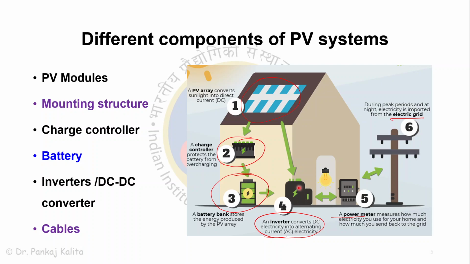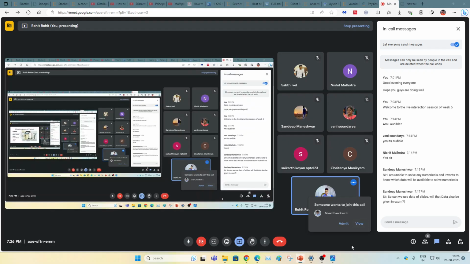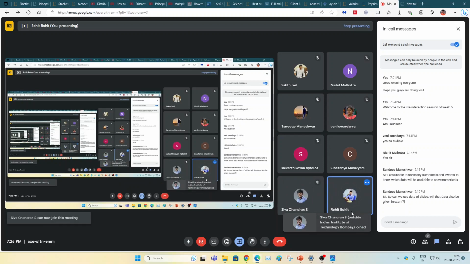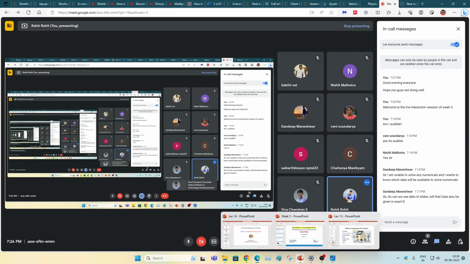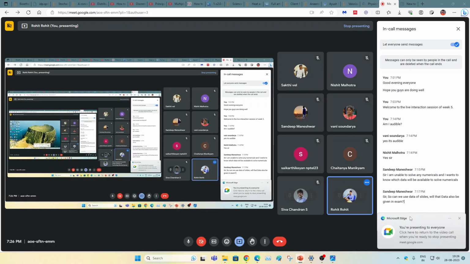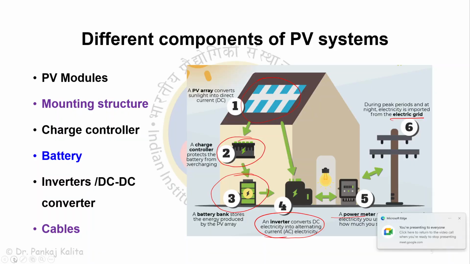Sorry, this black one does not represent alternating current. This is the inverter. Then we have this load, a light bulb. Then we have this power meter.